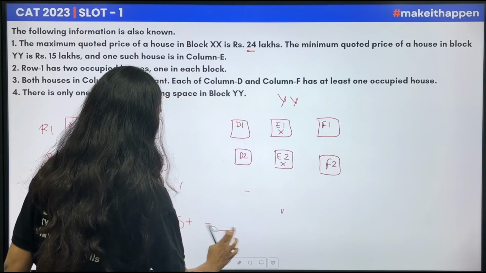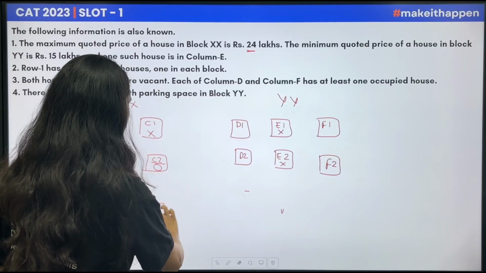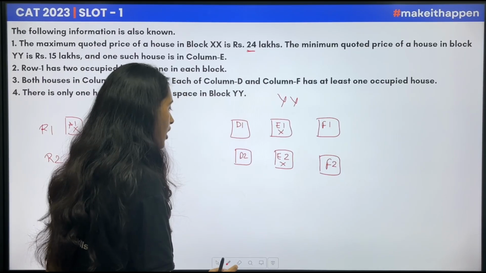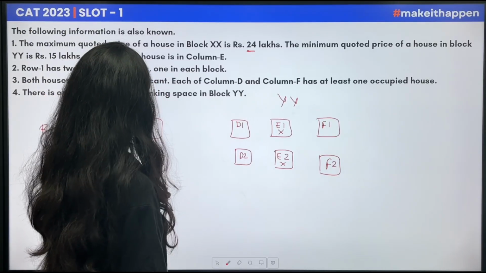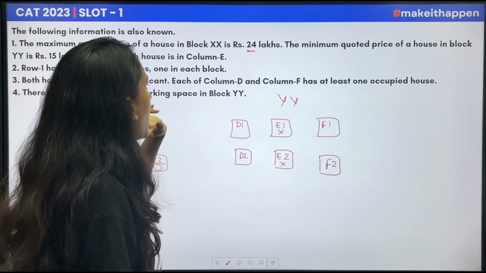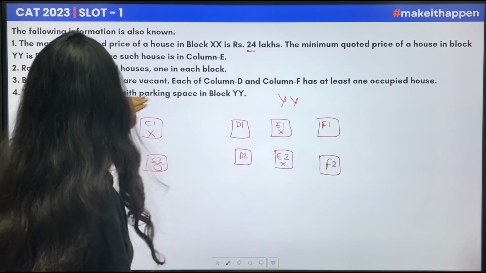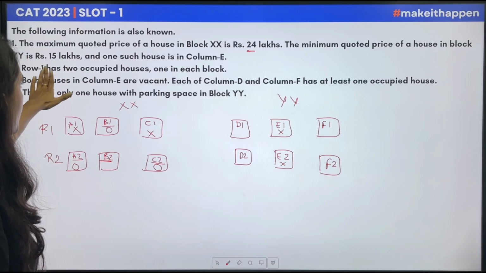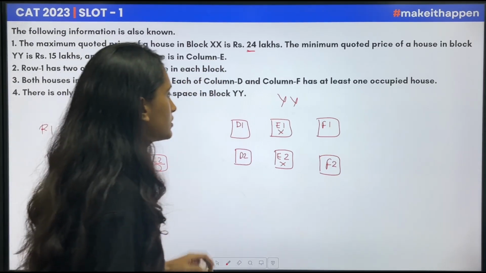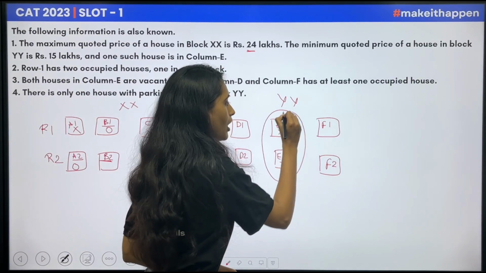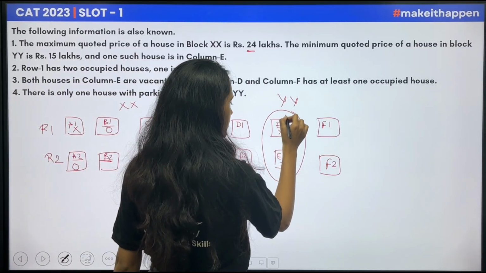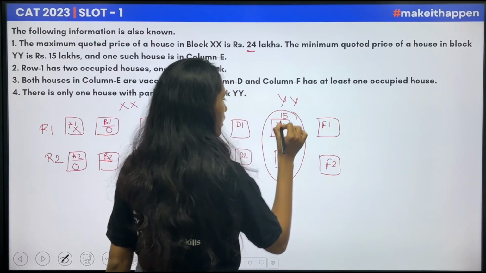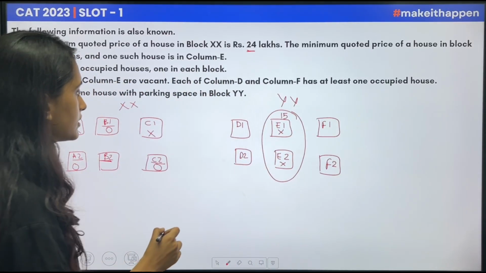Now let's move on to YY. In YY we are given that both houses in column E are vacant, and the minimum quoted price of a house in block YY is rupees 15 lakh and one such house is in column E. So one of the houses is over here. Now if I take this to be 15, what will be my conditions?